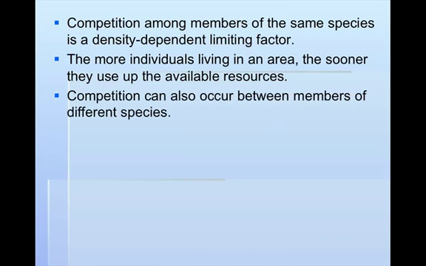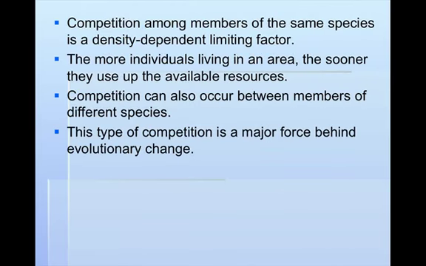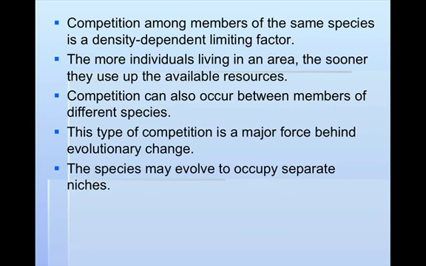Competition can also occur between members of different species. This type of competition is a major force behind evolutionary change. The species may evolve to occupy separate niches. Back in podcast 4-2, we looked at the competitive exclusion principle, where there was the tree with 3 different warblers that lived in the same tree, but at different levels in the tree. This is to avoid competition. So the species evolved to occupy different places in that particular tree.